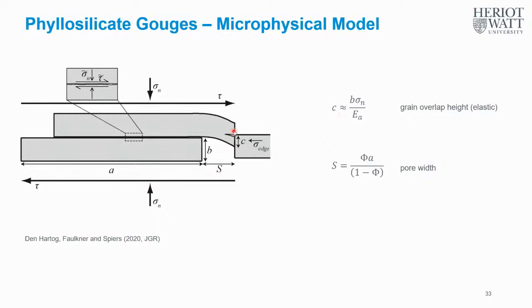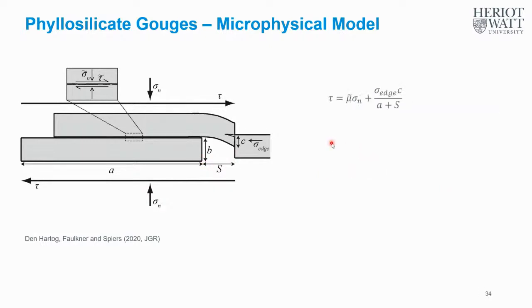In this case, a crucial parameter is this overlap height C, and we assume that that is the result of normal compression of the aggregate under the action of the effective normal stress by linear elastic processes, so it's related here to Young's modulus. And the other important parameter is the size of the pores S, which is related to the porosity here.